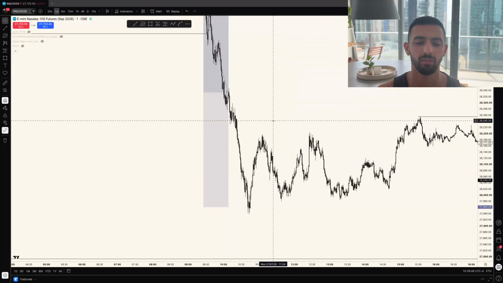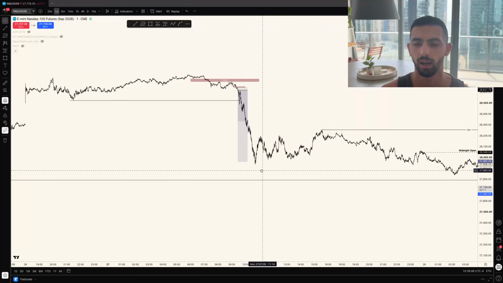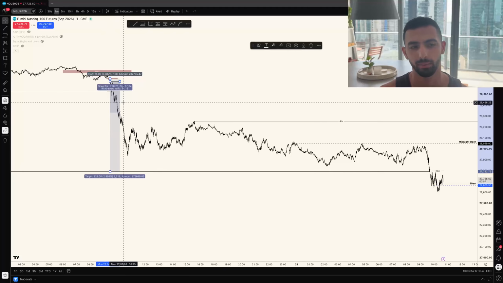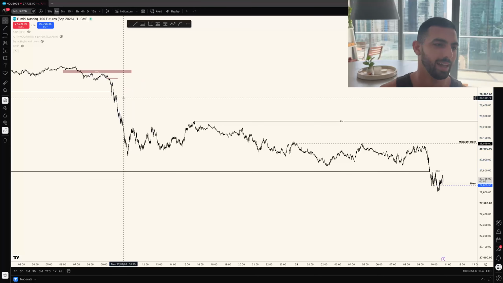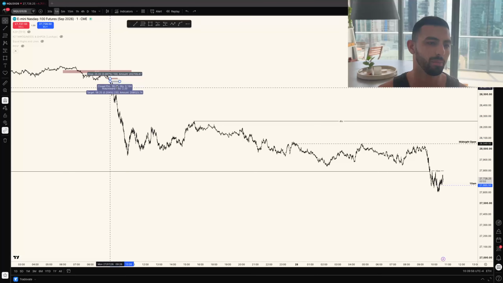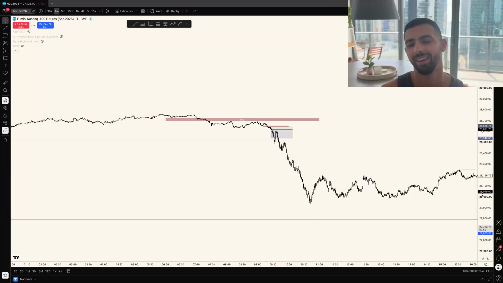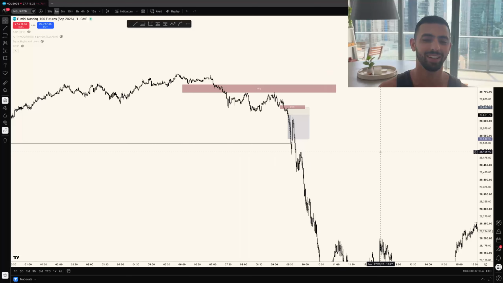26R. Obviously, I would never hold it this long, but if you hold it to the monthly fair value gap, that's 33R. Oh my god, that entry was insane. But I ended up closing it for a 1 to 1.8, which, look at this, guys.